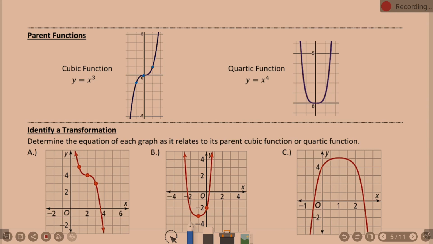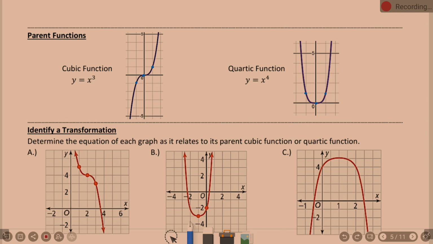Okay, so get these locked in your brains. X to the fourth, keep in mind, is going to go through 0, 0. It also goes through 1, 1 and negative 1, 1, just like a parabola, but instead of 2, 4 being your next point, it'd be 2, 16. So that's why it goes up quicker.